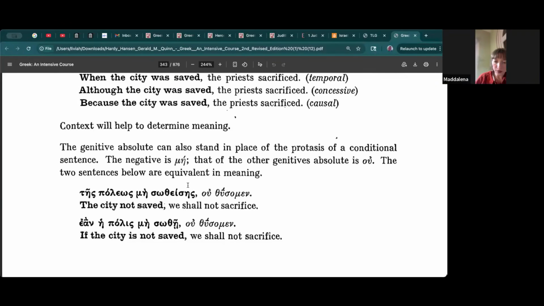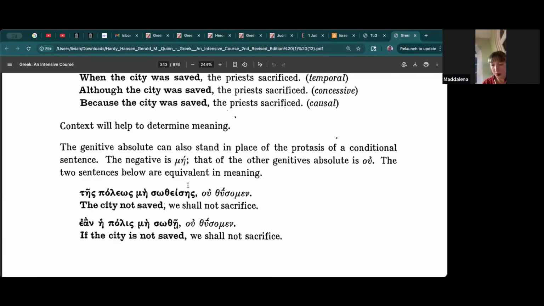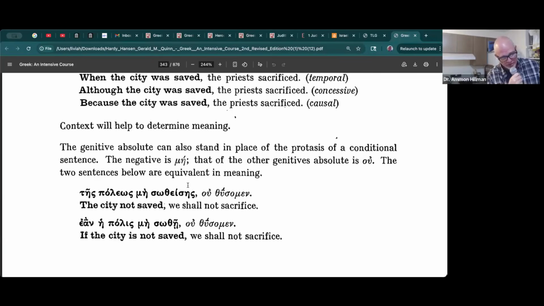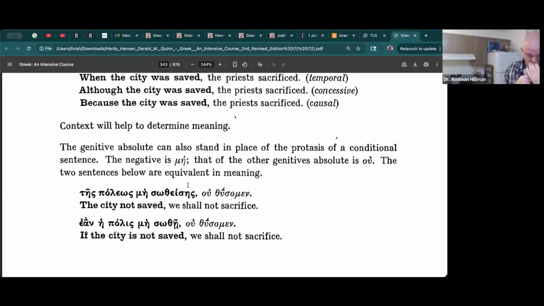The city not saved, we will not sacrifice. If the city is not saved, we will sacrifice. See how you can take that genitive absolute and just create for yourself a protasis for a conditional. If whatever, if the city is not saved, if the bird doesn't fly, you're just creating those circumstances of a protasis, the if part of a conditional.